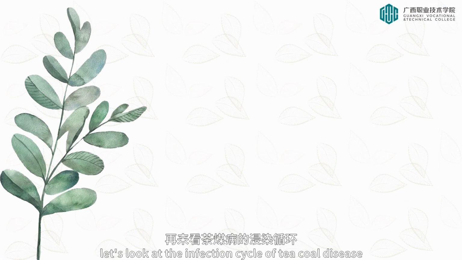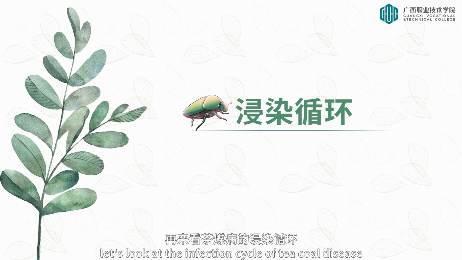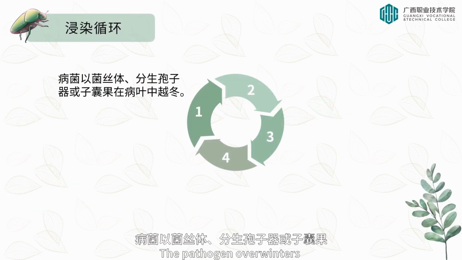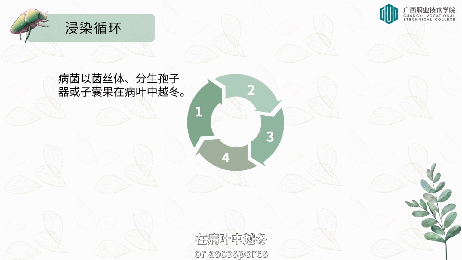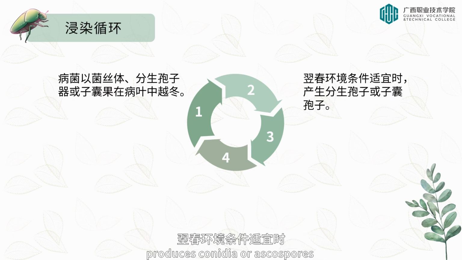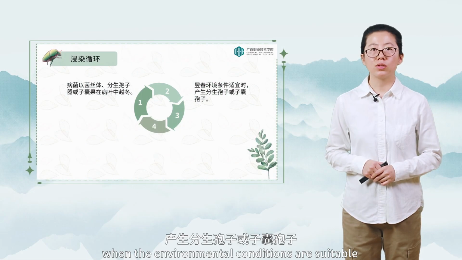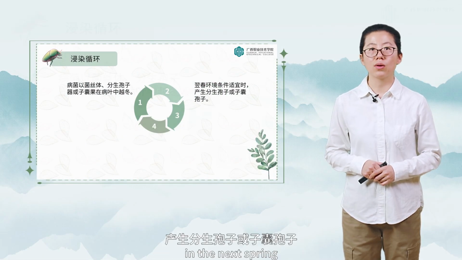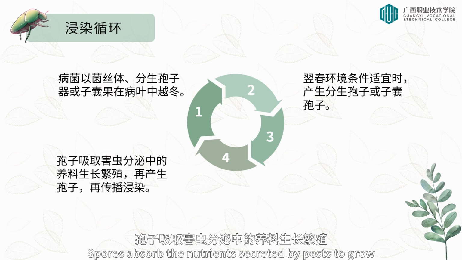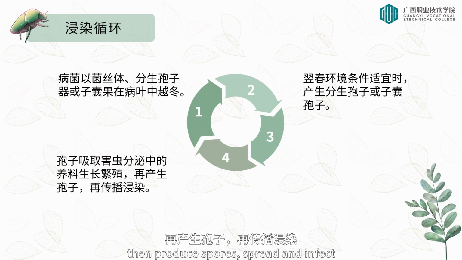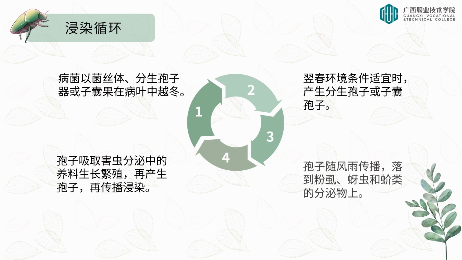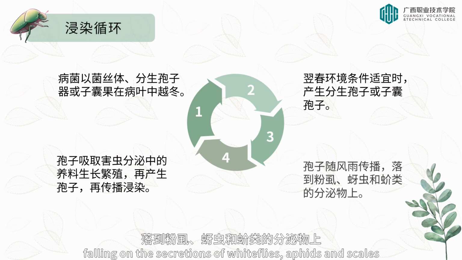3. Let's look at the infection cycle of tea cold disease. The pathogen overwinters in diseased leaves with mycelia, conidia or ascospores. It produces conidia or ascospores when the environmental conditions are suitable in the next spring. Spores absorb the nutrients secreted by pests to grow and reproduce, then produce spores, spread and infect. Spores spread with wind and rain, falling on the secretions of whiteflies, aphids, and scales.